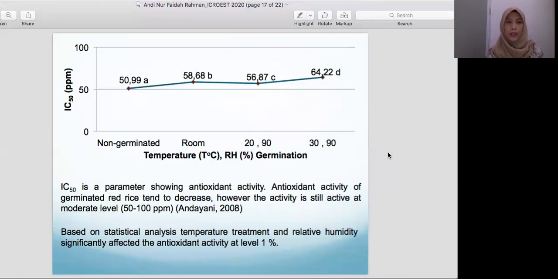This is the figure of antioxidant activity. IC50 is the parameter showing antioxidant activity. Antioxidant activity of germinated rice tends to decrease. However, the activity is still active at a moderate level, 50 to 100 ppm. Based on statistical analysis, temperature treatment and relative humidity significantly affected the antioxidant activity at level 1%.